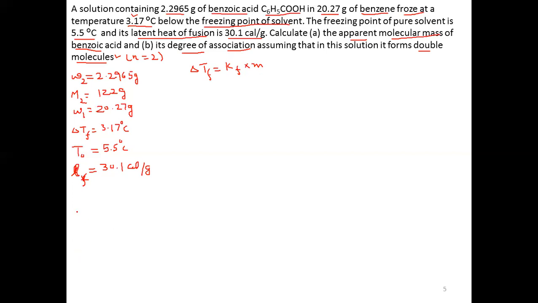So we have a formula to calculate Kf. This I have proved in my theory lecture on depression in freezing point. Kf is given by R T naught square by 1000 Lf. This is the formula for Kf, where Lf is given, R we know is the gas constant, 1000 we know, and T naught is the freezing point of pure solvent.